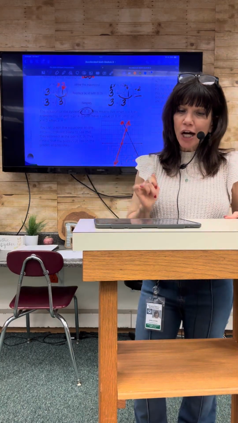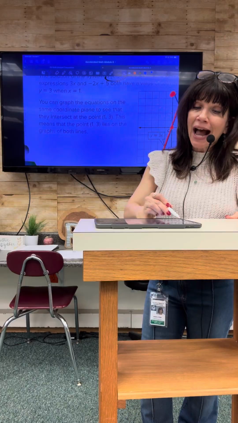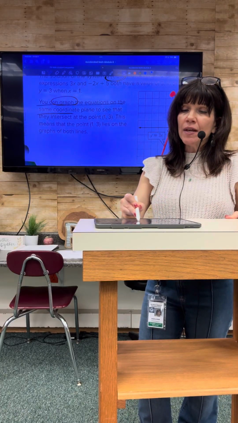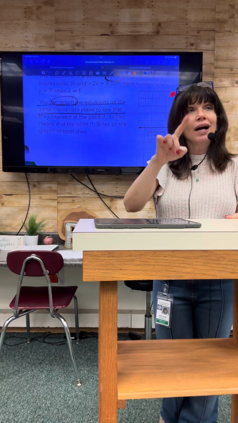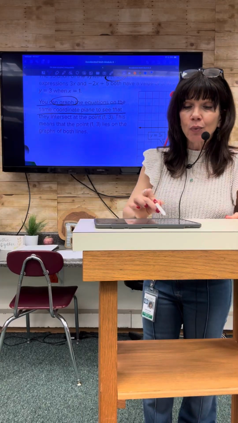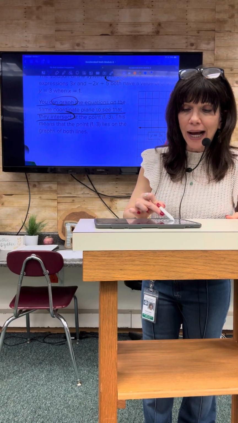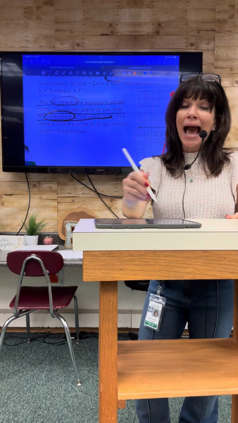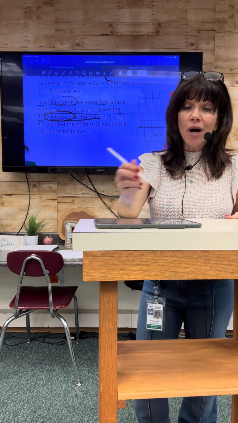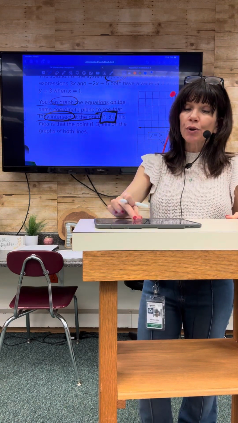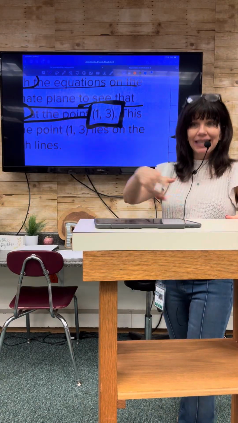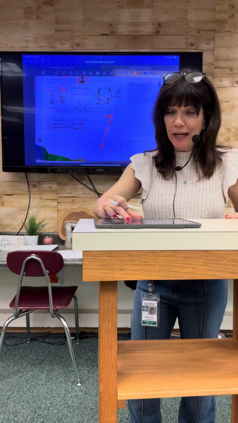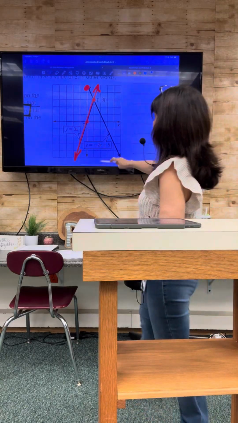Now let's look below to see how we can graph the equations on the same coordinate plane to notice something about them. Did you know when you find the solution to a system of equations, it will always cause them to what? Intersect at the point that was the solution. What ordered pair was the solution? (1, 3).